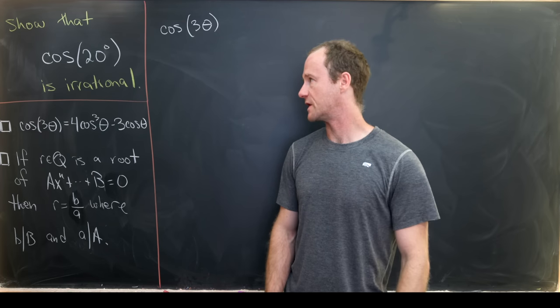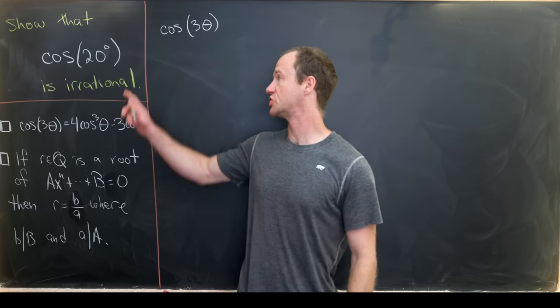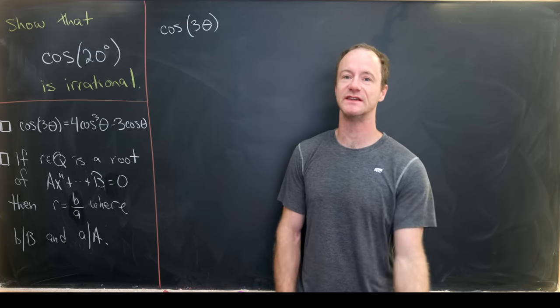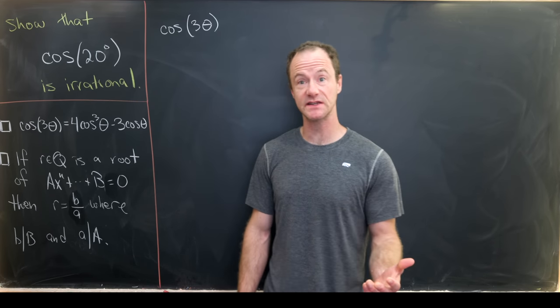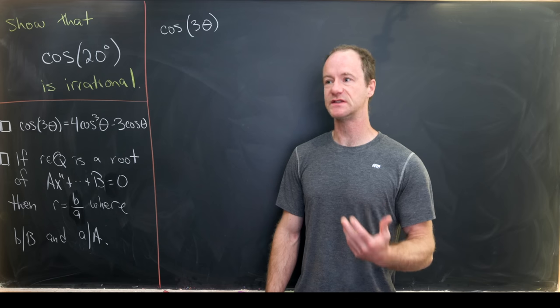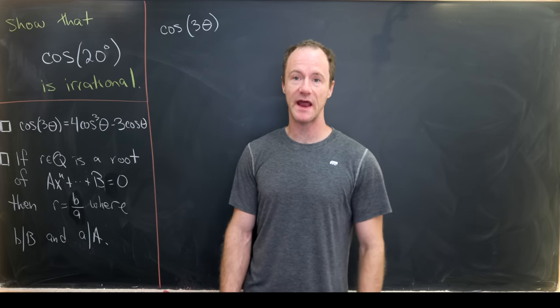I've got a nice problem for you guys today. In particular, we're going to show that the cosine of 20 degrees is irrational. And let's notice that 20 times 3 equals 60, and the cosine of 60 degrees is equal to 1/2.